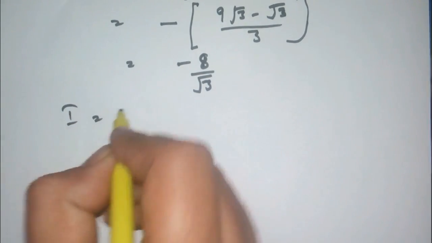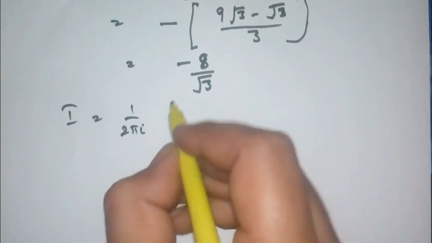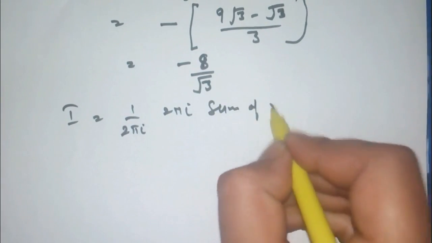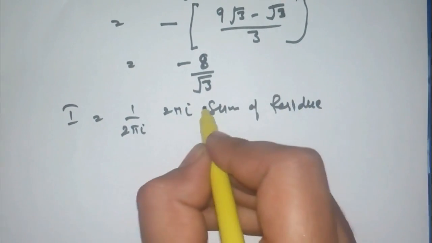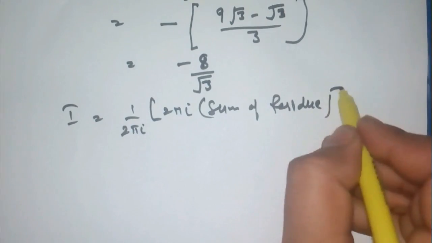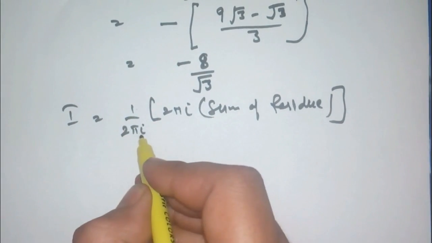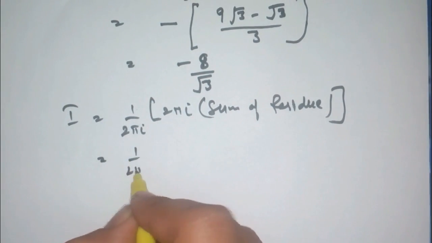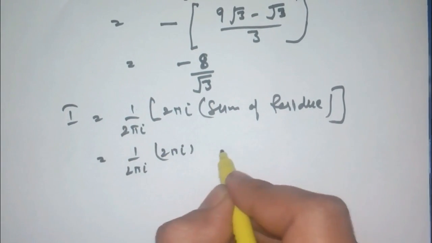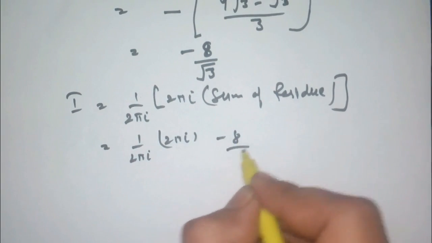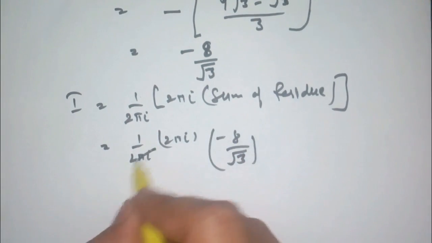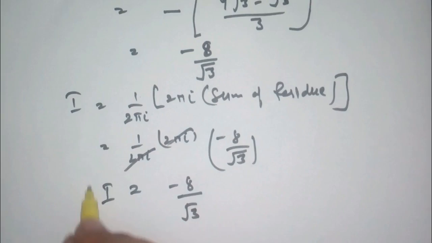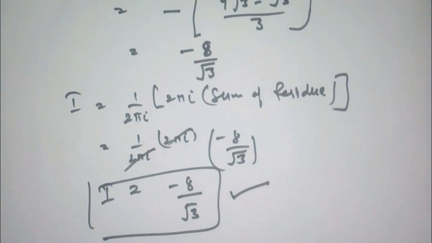Now the value of the integral will become 1 upon 2 pi iota times the sum of residues. Now this 1 upon 2 pi iota is coming from the given integral. So it becomes 1 upon 2 pi iota times the residue, which is minus 8 upon square root of 3. So this will cancel and you will get minus 8 upon square root of 3. This is the value of the integral. That is the right answer.